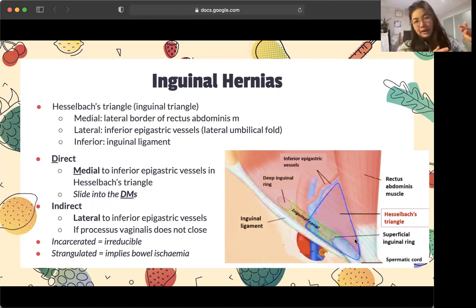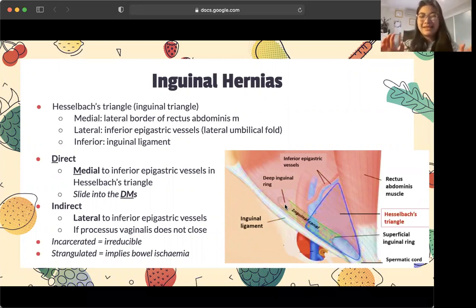And then the lateral border is going to be the inferior epigastric vessels, which we will remember is also the lateral umbilical fold. Now, if we take a look at this diagram, it makes it really clear that the deep ring of the inguinal canal lies lateral to Hesselbach's triangle. So if we have an inguinal hernia that goes through the deep inguinal ring and through the inguinal canal, that is what we call an indirect inguinal hernia.